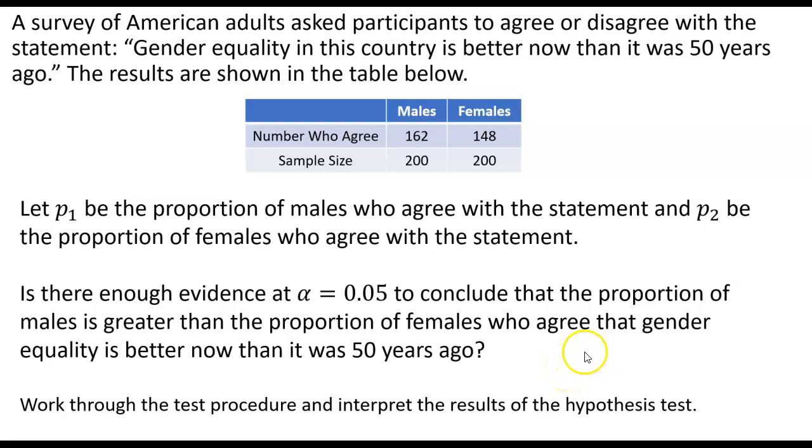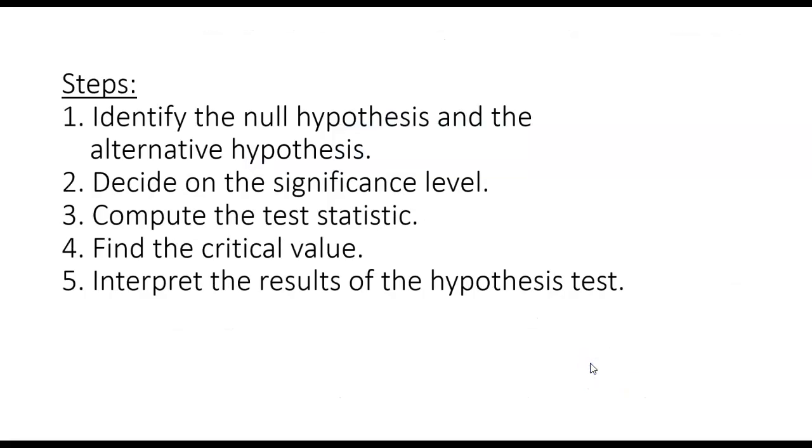Before we do that, let's refresh ourselves on those 5 steps. First, we'll identify the null and alternative hypothesis. We'll decide on the significance level. We'll compute the test statistic. We'll find the critical value, and then we'll use all of that to interpret the results of the hypothesis test.